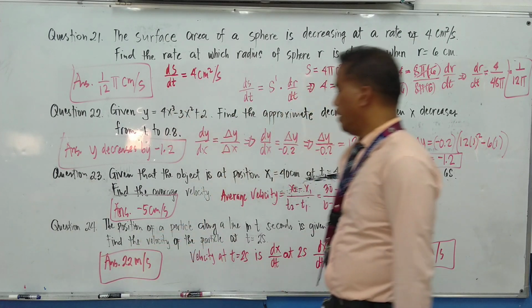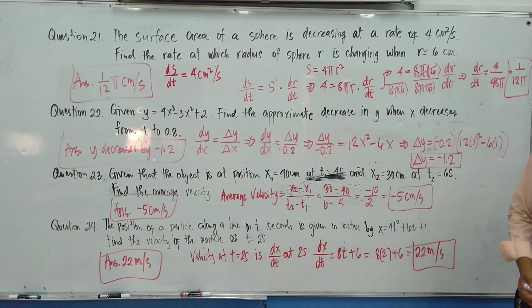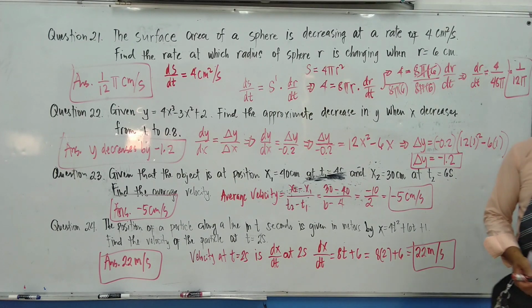Okay, so that is the velocity. Find the velocity of the particle at t equals 2 seconds.